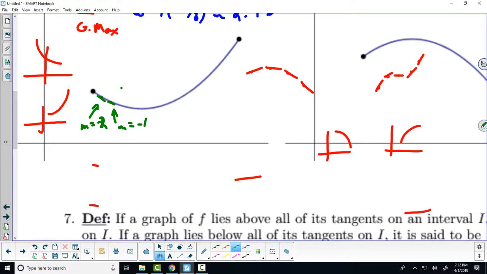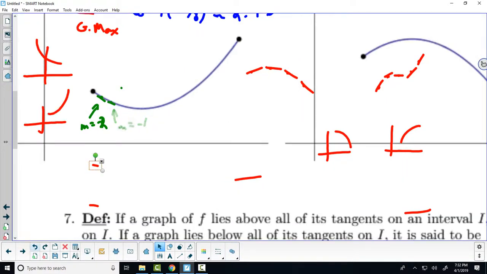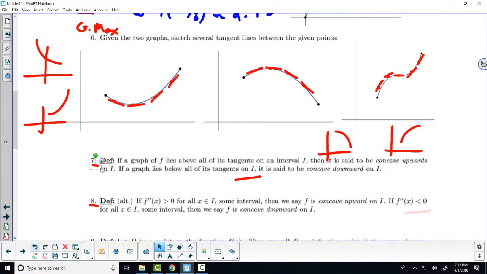I made a mess now. Oh boy. There's no Zoom under tools. All right.